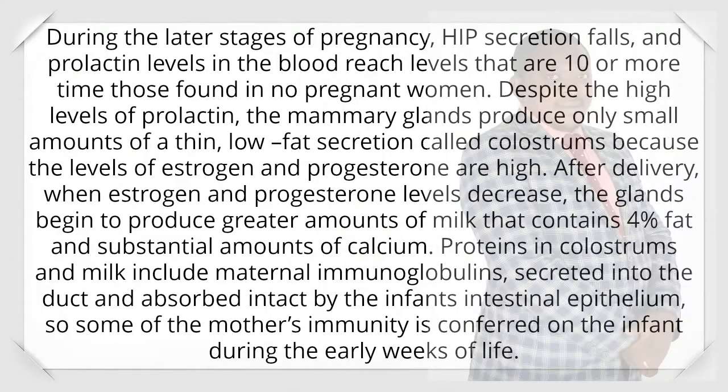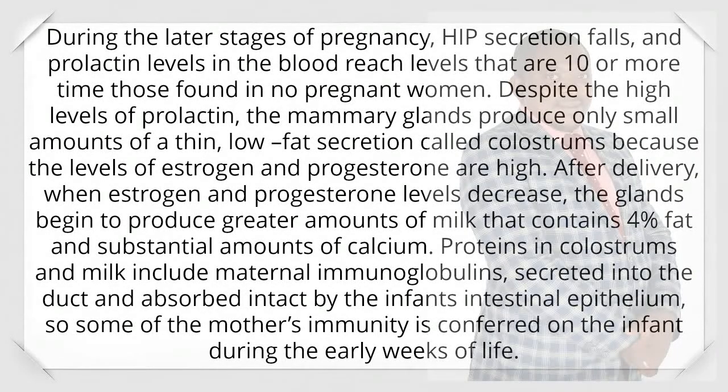During the later stages of pregnancy, PIF secretion falls and prolactin levels in the blood reach levels that are 10 or more times those found in non-pregnant women. Despite the high levels of prolactin, the mammary glands produce only small amounts of a thin, low-fat secretion called colostrum because the levels of estrogen and progesterone are high. After delivery, when estrogen and progesterone levels decrease, the glands begin to produce greater amounts of milk that contains 4% fat and substantial amounts of calcium.